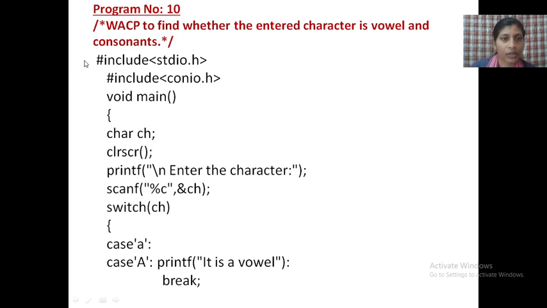Write #include <stdio.h> and #include <conio.h>, these 2 header files. Then void main; the execution of a C program starts from the main function. Then char ch. Here I have written char, which means character. If you are giving any alphabet as input to the computer, use char. Char ch means whatever character you give to the computer as input.